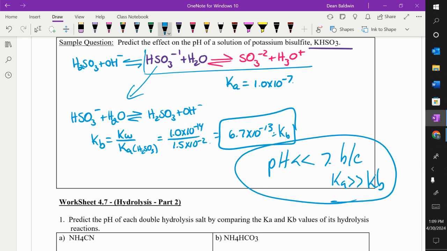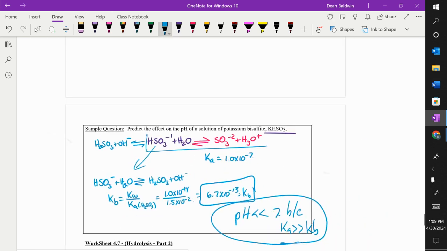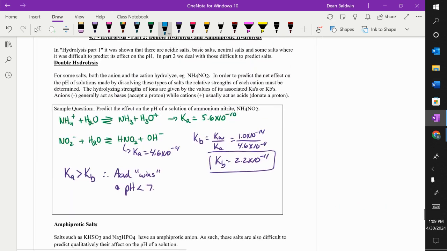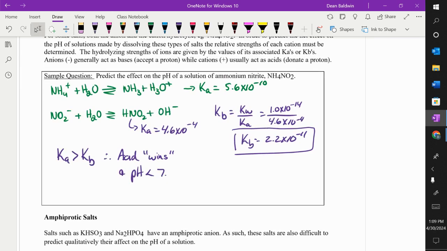Okay, that's it. That's all you have to do is write the two reactions. If it's amphiprotic, acting as an acid, acting as a base, find the Ka of the acidic reaction, find the Kb of the basic reaction. Whichever one is bigger is the one that wins. If it's a salt, you just look at each ion, determine if it acts as an acid or a base, figure out the Ka, Kb, compare them. You just say, is it going to be acid or base? Okay.